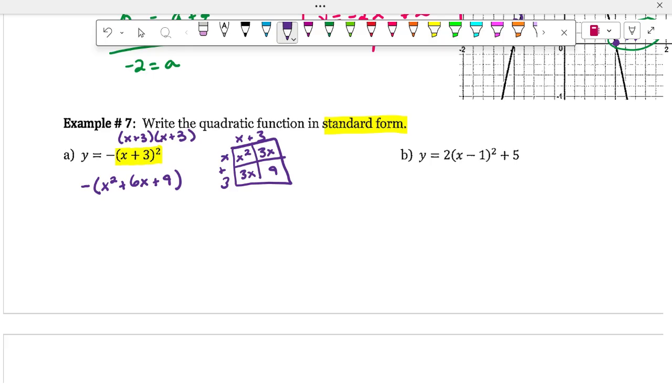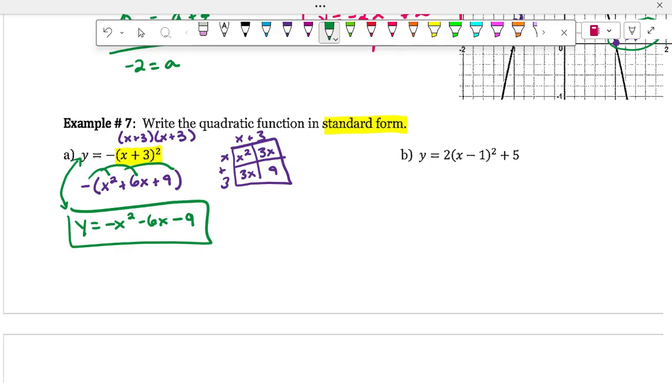For me, since I've done this enough, I can jump right to the trinomial without doing a box method. But that's just because I know the rule for perfect square trinomials: you square the first term, square the last term, and then the middle term is twice whatever the two terms multiplied together are. So 3 times x is 3x, times 2 is 6x. Now, what's my last step to get this in standard form? Distribute that negative. So this would be y is equal to negative x squared minus 6x minus 9.